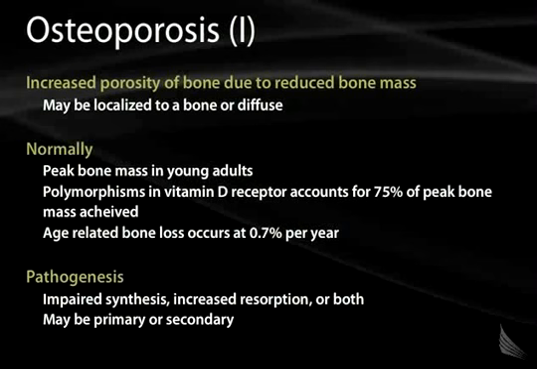Polymorphisms within the vitamin D receptor account for 75% of the peak bone mass that an individual will achieve. Age-related bone loss generally then occurs at a rate of less than 1% per year. Pathogenesis of osteoporosis is not completely understood. However, it is thought to be due to impaired synthesis of new bone, increased resorption of currently present bone, or both. And it can be either primary or secondary due to other causes.